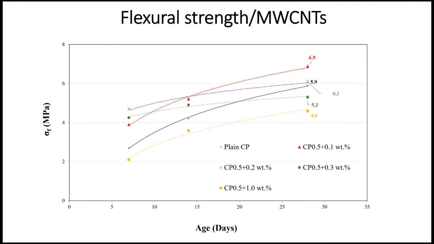It is shown that the proportion of 0.1% of multiwall revealed the best flexural results at 28 days. Similar behavior was also observed for the specimen containing 0.2% of multiwall. On the contrary, the amount of 0.3% and 1% caused a decrease in the flexural strength in contrast to the reference specimen. This can be related to the fact that higher proportions of multiwall carbon nanotubes cannot be dispersed effectively, leading to inaccurate flexural behavior of the specimens.